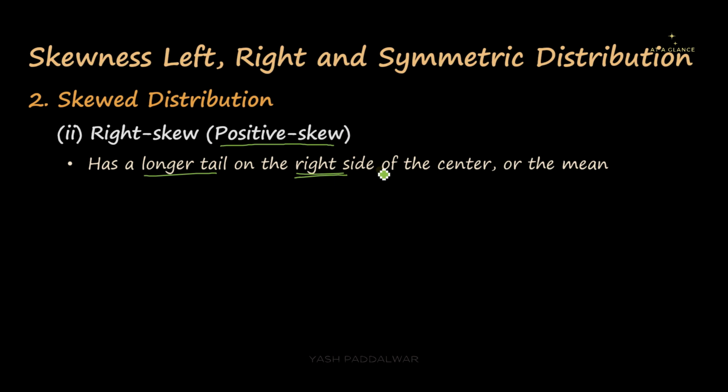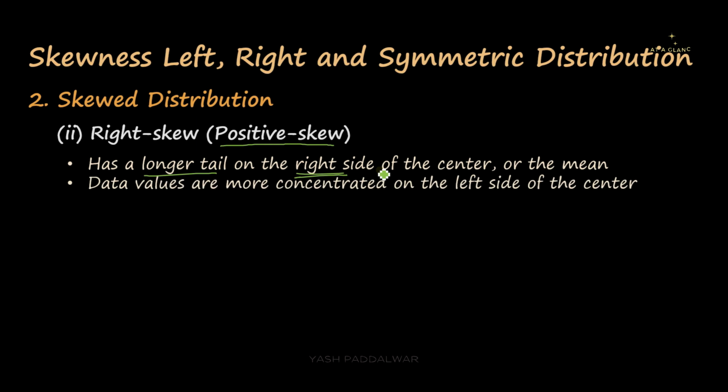Since this type of distribution has a longer tail on the right side, the concentration of data values will be more on the left side of the distribution. There will be a bulk of data points present on the left side of the center or mean.